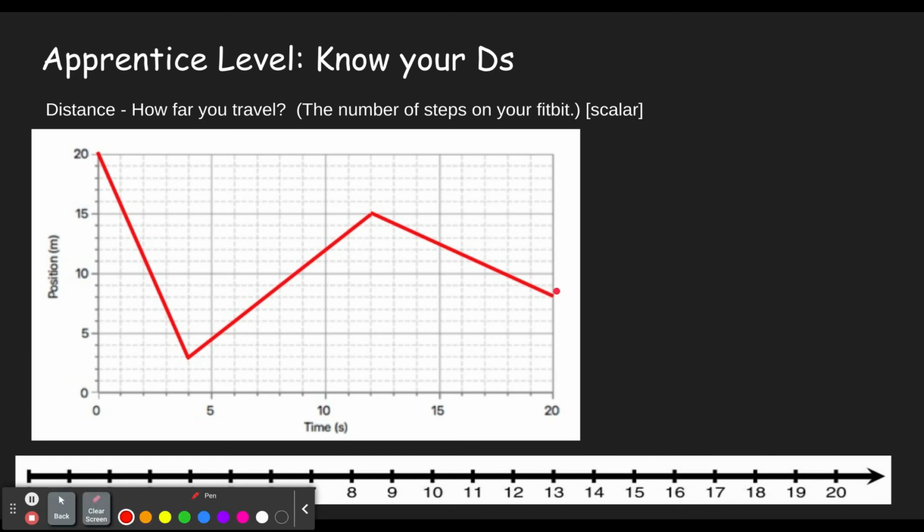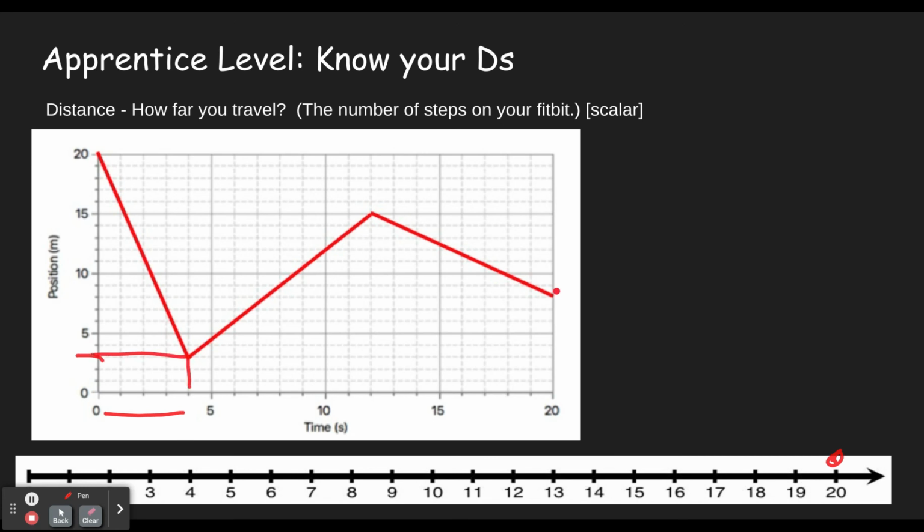Okay. We're going to use the number line here to get a sense of that. So we start right here. And then during the first 4 seconds, we're going to travel to 3 meters. So we're going to go all the way over here. That's 17 meters. Then from 4 seconds to 12 seconds, we're going to go from 3 to 15. Okay, so we come back 3 to 15. Well, 3 to 15, that's 12 more meters.